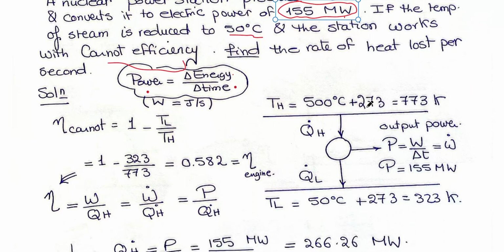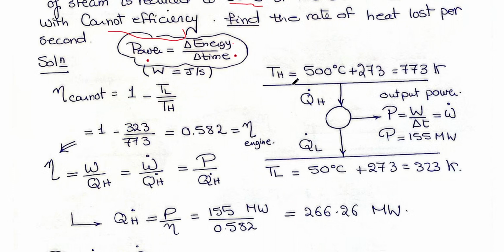To solve this problem, we will draw the sketch of the heat engine. We are used to draw a circle representing the engine. This engine is absorbing QH and rejecting QL to the low temperature reservoir. Instead of dealing with QH and QL, we will deal with QL dot and QH dot, which means power, not energy, because the output now is power, not work. This is the output power, which is given 155 megawatt.